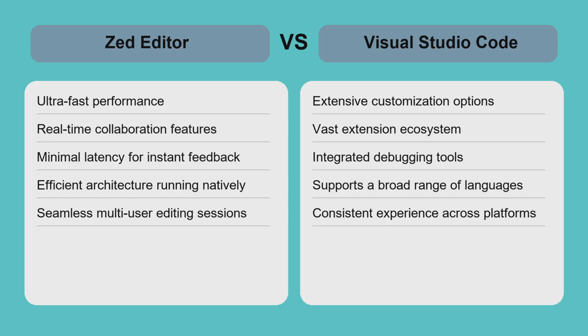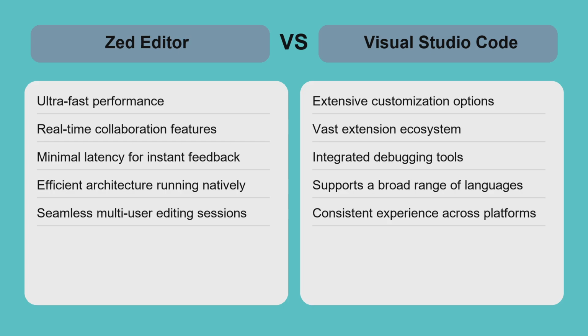VS Code offers a mature platform with deep customization and debugging tools, ideal for solo developers or teams requiring broad language support and integrations. In real-world use, Z shines in fast-paced, collaborative projects where latency matters, while VS Code is better for complex development workflows that rely on extensions and debugging. Choosing between them depends on your priorities.